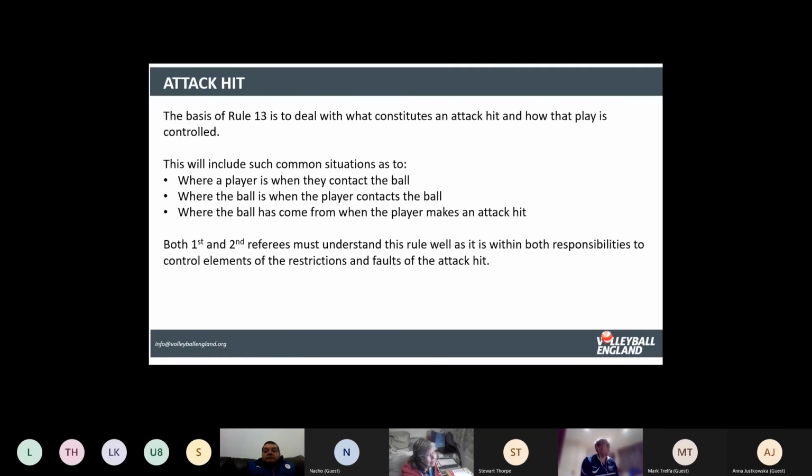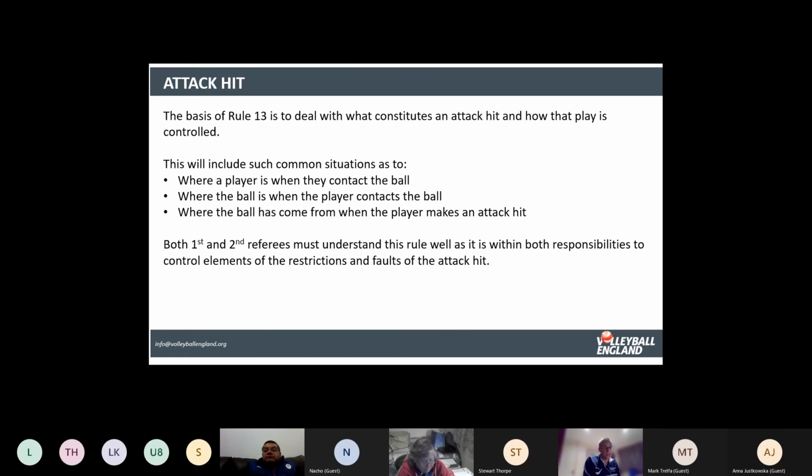So the basis of the rule is to deal with what constitutes an attack hit and how that player is controlled. The common situation of this rule is where the player is when they contact the ball, where the ball is when the player contacts the ball, and where the ball has come from when the player contacts the ball. Those are the three fundamental issues that we have to consider in looking at the attack hit and its restrictions, and therefore the faults that may occur.